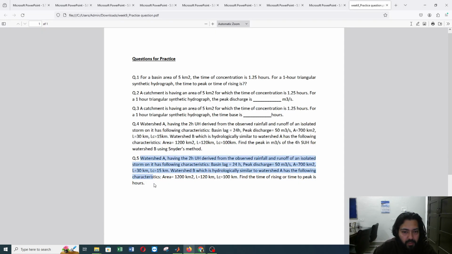Similarly, we can solve question number 5. If we look at question number 4 and question number 5, the only thing that changes is that in question number 5 they are asking us to find the time of rising or time to peak in R for watershed B, and the rest of the things will remain the same. So how we can do that is, we have already found this value. They are asking us to find this value.